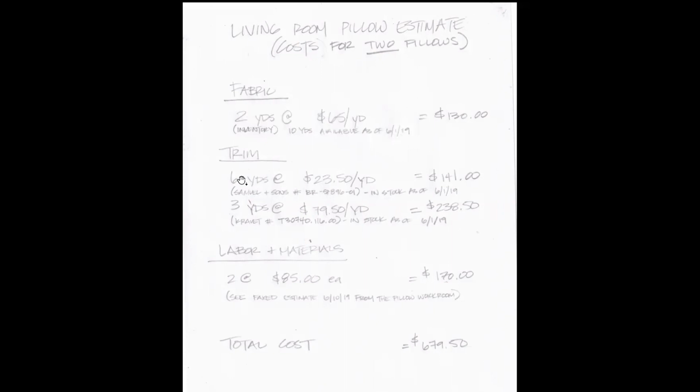Now for the trim, you can see here that the designer has estimated that we need 6 yards of one type of trim, and then you can see 3 yards of the other. Now you can see that the cost per yard has been written here. And the reason why the designer knows the cost per yard is because the designer either has a price list from the manufacturer that has a list of all the SKU numbers for each product and the cost per yard, or the designer has special access to the trade to access the website of the manufacturers.